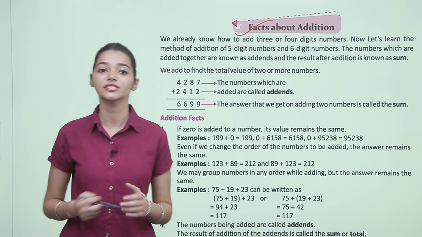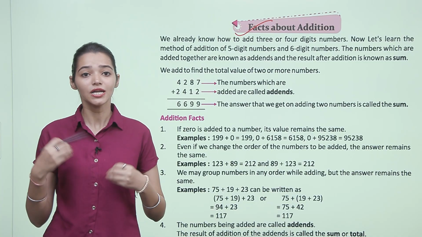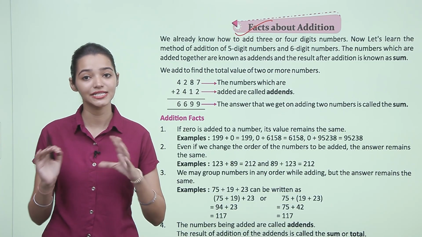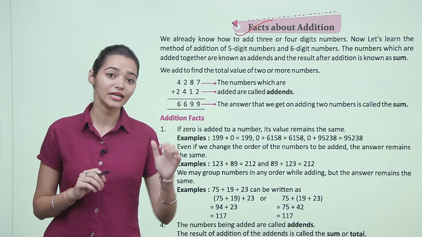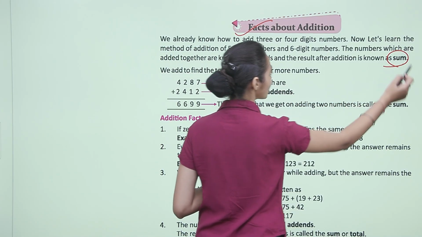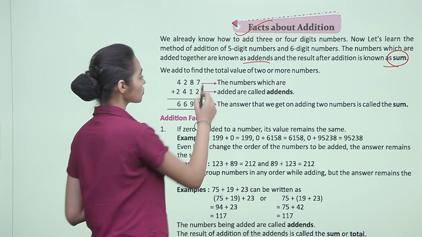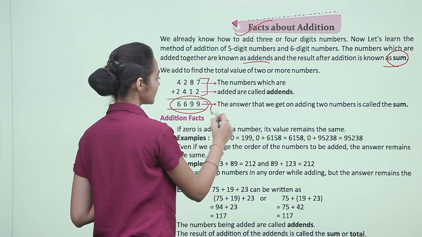Now let's start with some facts about addition. As we have already learned how to add 3-digit or 4-digit numbers, now let's learn how to add 5-digit numbers and 6-digit numbers. When we add, the numbers added together are known as the addends, and the result after addition is known as the sum. These two numbers are the addends and the answer we get is the sum.